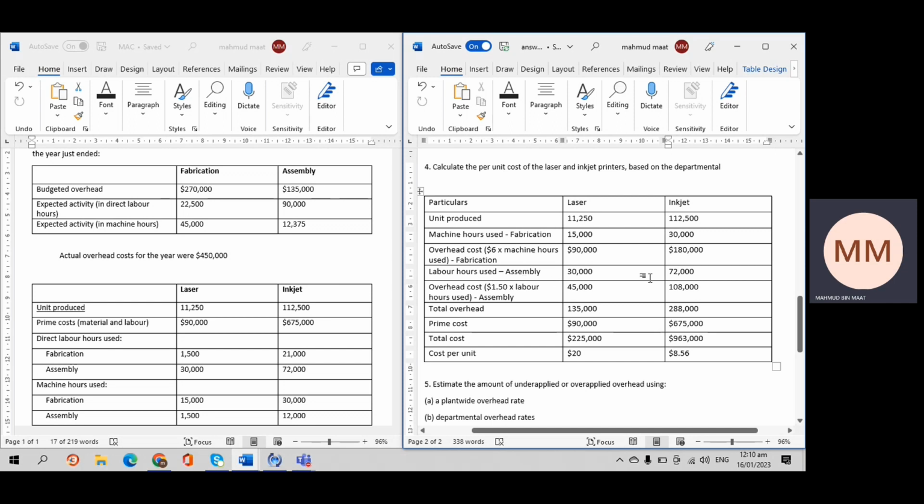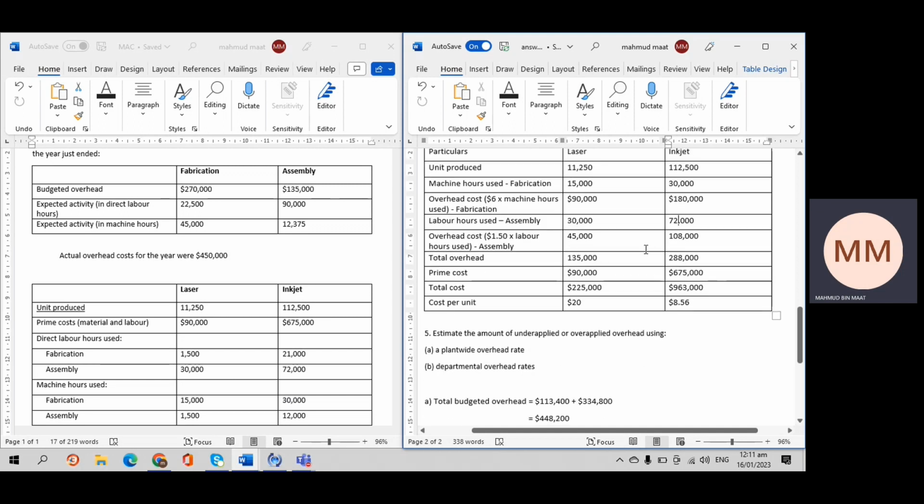So next, labor hours used in assembly, 72,000 we get from here. Why do we choose this? As I mentioned before, assembly uses labor hours as a cost driver. So we choose 72,000 instead of 12,000. So 72,000, we need to multiply by 1.5 to get overhead cost, which is 108,000. So total overhead, 108,000 plus the 180,000, we get 288,000. So this amount plus the prime cost 675,000, we get total cost 963,000. And total cost divided by units produced, we get the cost per unit 8.56 for inkjet. We go to the next question.